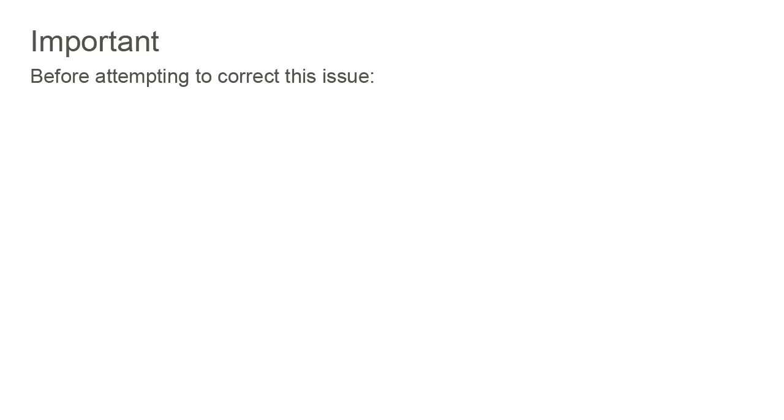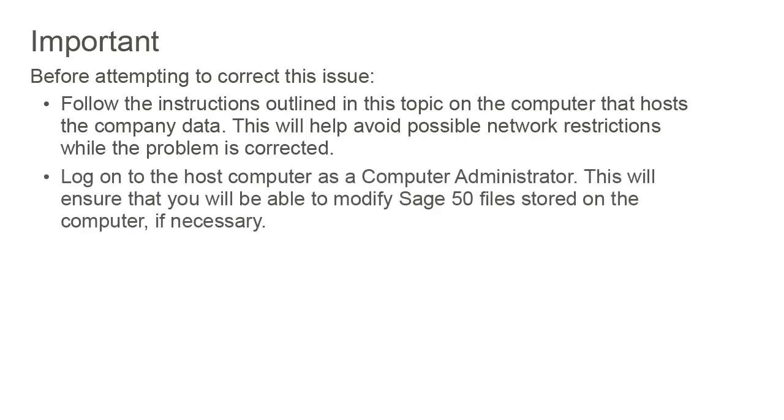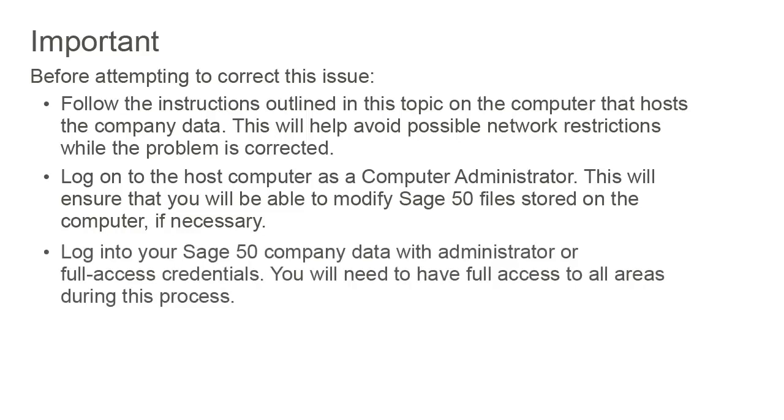Before attempting to correct the issue, follow the instructions outlined in this topic on the computer that hosts the company data. This will help avoid possible network restrictions while the problem is corrected. Log on to the host computer as a computer administrator. This will ensure that you will be able to modify Sage 50 files stored on the computer if necessary. And log in to your Sage 50 company data with administrator or full access credentials.